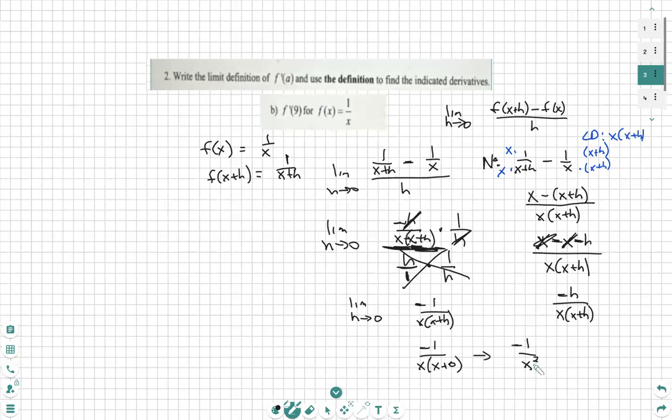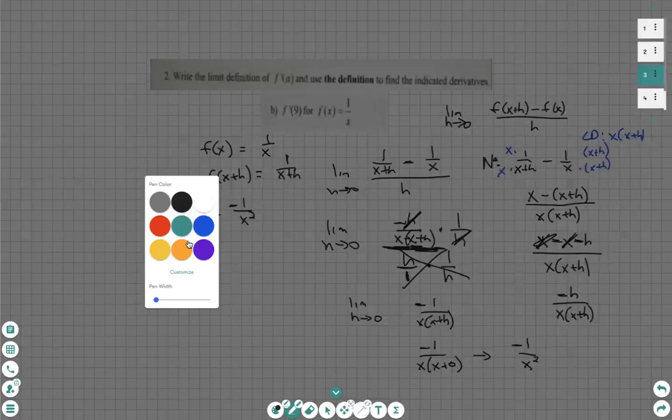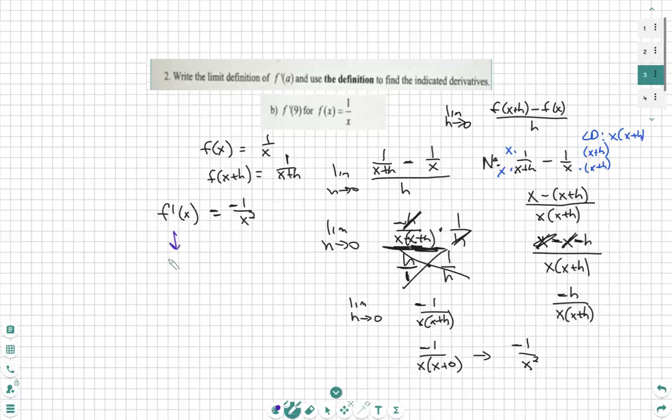So now that we have that function for the derivative, f prime of x equals negative 1 over x squared, they're asking us to solve for f prime of 9. So all we need to do then is plug 9 in, and we are good to go. Negative 1 over 81. And that is going to be the final answer of the solution.